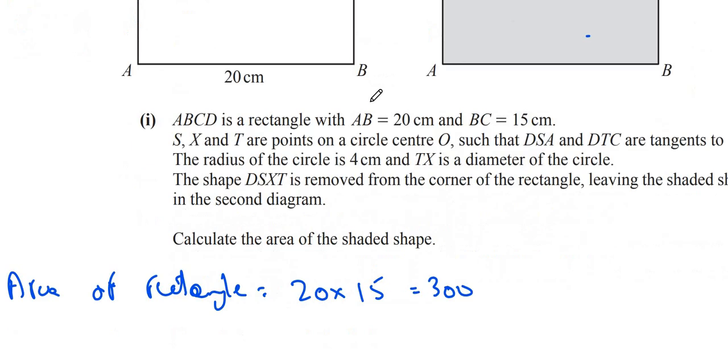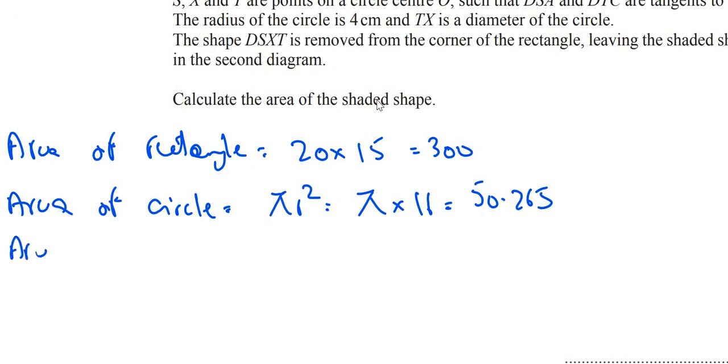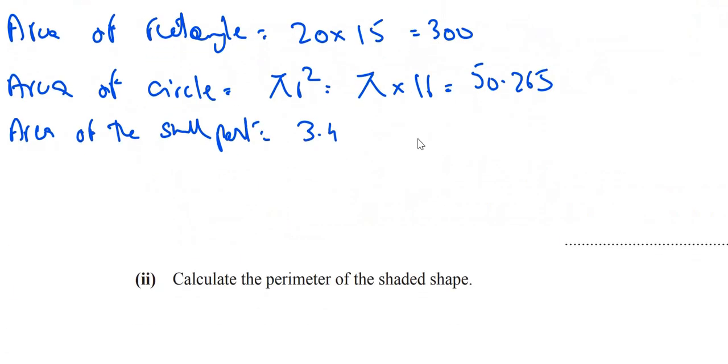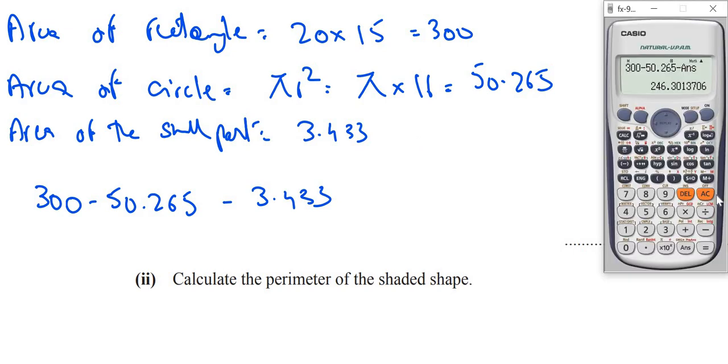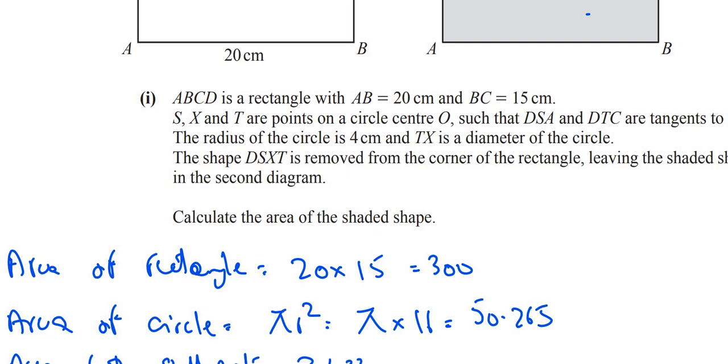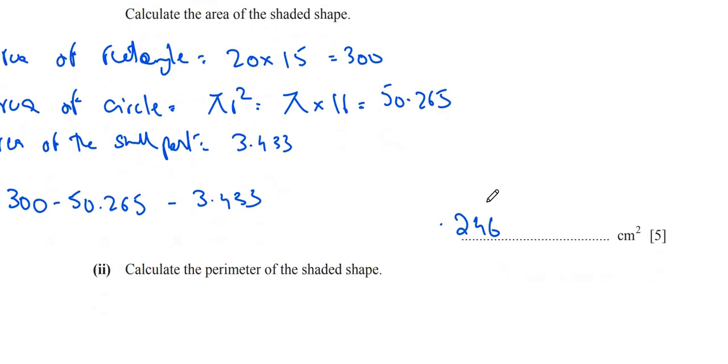So I get 3.433. So the area of the small part is actually 3.433. Now I will do 50.265 minus 3.433 and subtract this whole thing from 300. So I get 246.3. I can round it off to 246 as well. So this is the answer for this question. Even though it seemed difficult, it's actually free 5 marks.